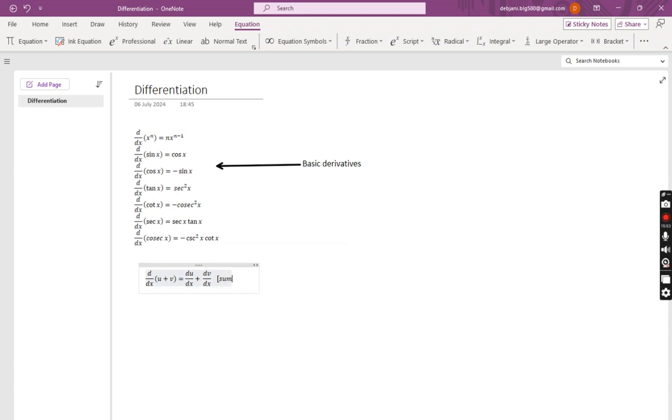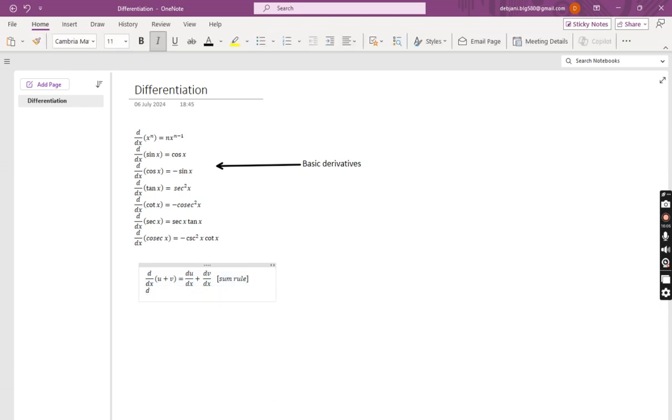This is called a sum rule. You can write sum rule, or you can also write addition rule. I'm writing it as sum rule. Okay. Now this got to the sum rule.